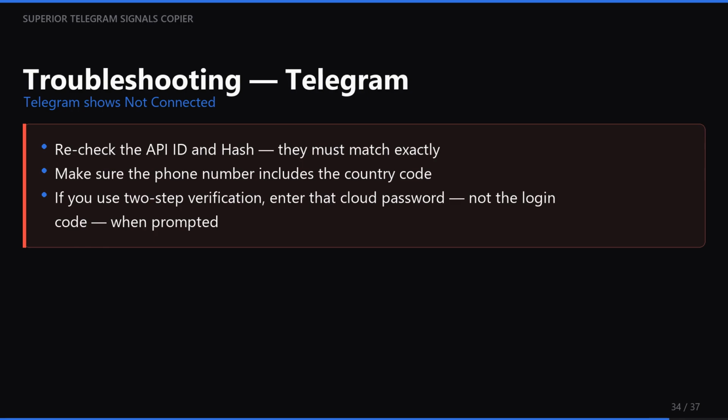If Telegram shows not connected, recheck the API ID and API hash from step 1. Both must be entered exactly as shown on the Telegram website, with no extra spaces. Make sure the phone number includes the country code. And if you use two-step verification on Telegram, make sure you are entering that cloud password when prompted, and not the login code, because these are two different things and they are easy to confuse.